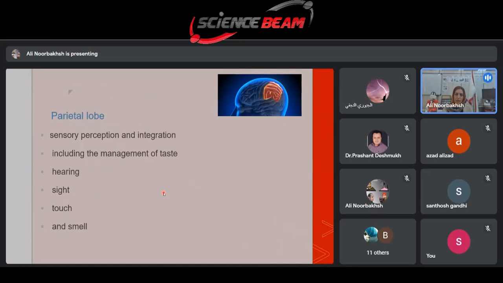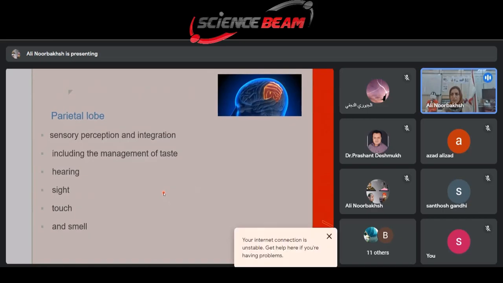And the parietal lobe is vital for sensory perception and integration, including the management of taste, hearing, sight, touch, and smell.